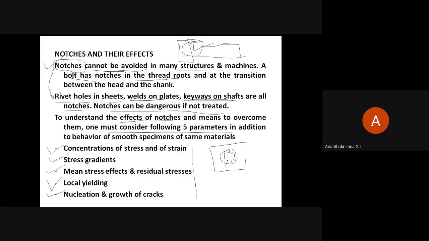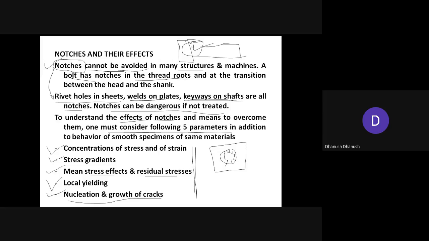These five parameters are stress concentrations, stress gradients, that is, the various maximum to minimum value stresses, mean stress effects, and residual stresses. Residual stresses will come during manufacturing or processing. Then local yielding near the presence of a notch, and nucleation and growth of cracks, that is, crack nucleation and crack propagation. Could you understand what is a notch and why it is required?